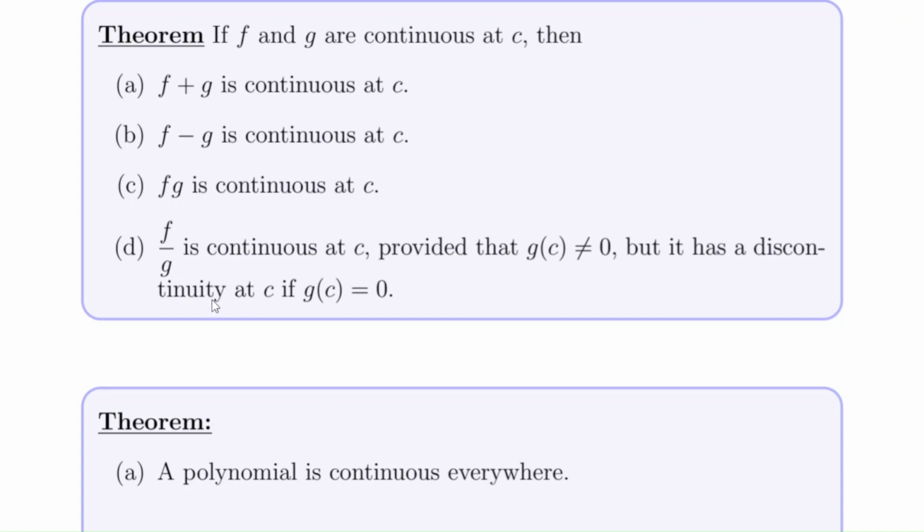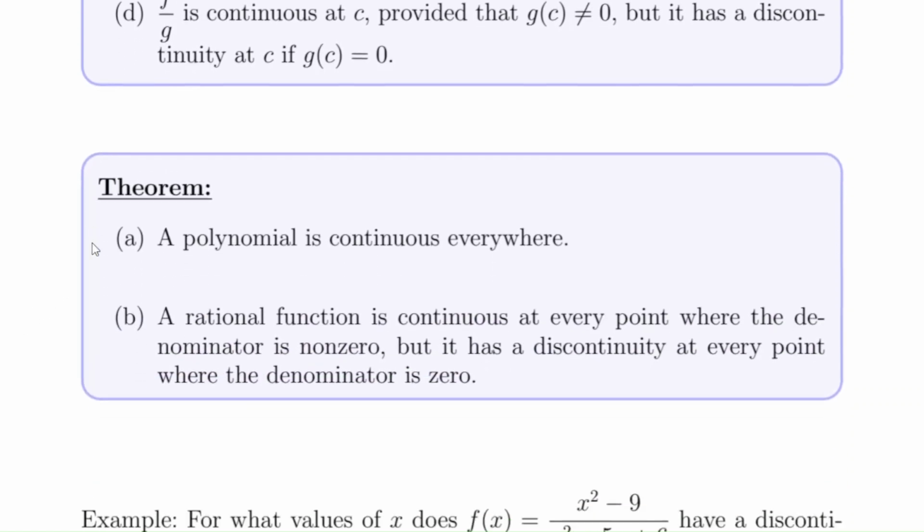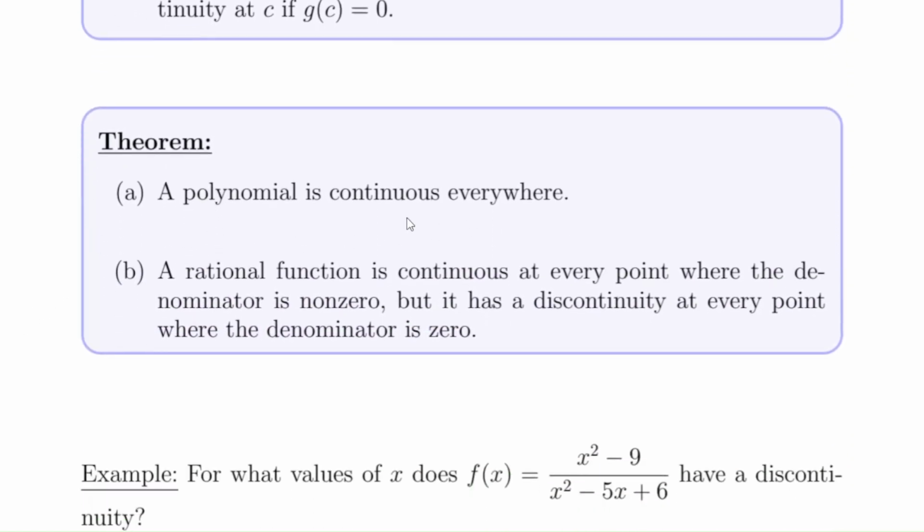And it has a discontinuity at c if g of c is 0. Okay, so you can add, subtract, multiply, divide continuous functions, and you get continuous functions as long as you're not dividing by 0. So one of the things that this implies is that polynomials are continuous everywhere. Any polynomial would be a nice continuous function, right? There are no jumps, holes, anything like that.